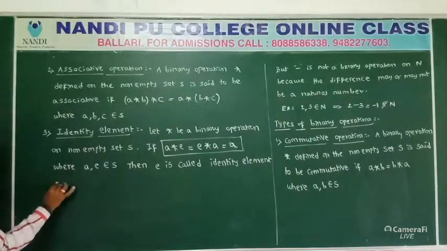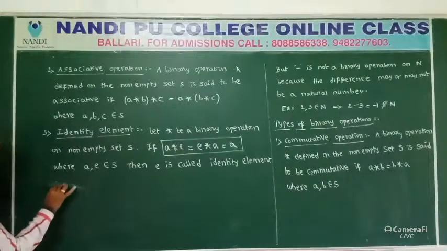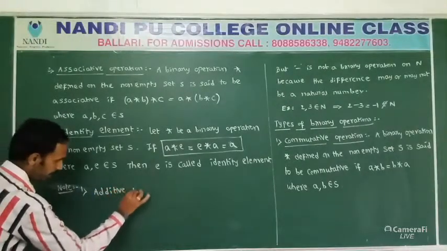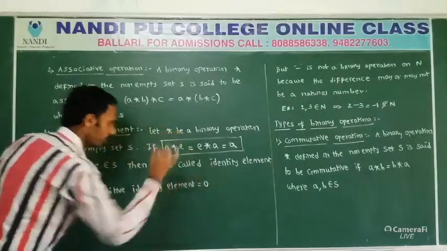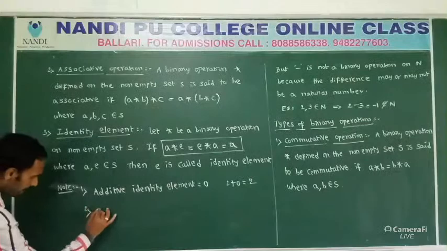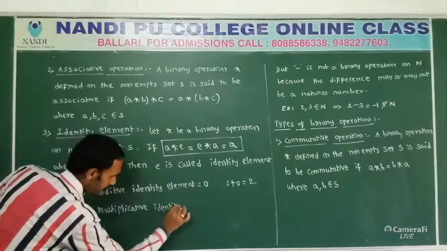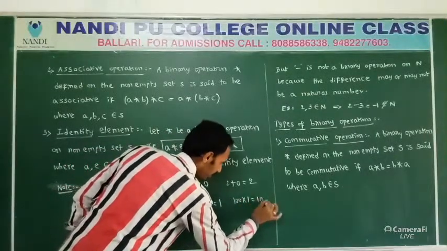Example. Note, number 1: the additive identity element is equal to 0, for example 2 plus 0 is equal to 2. Second, the multiplicative identity element is equal to 1, for example 100 into 1 is equal to 100.